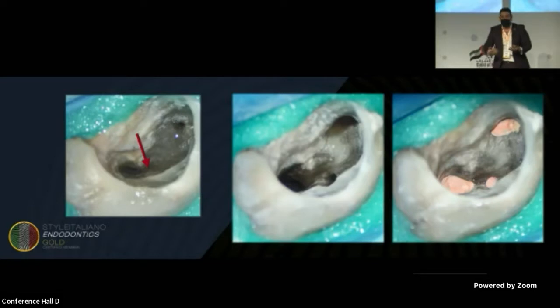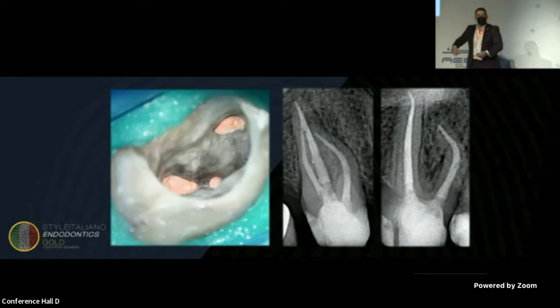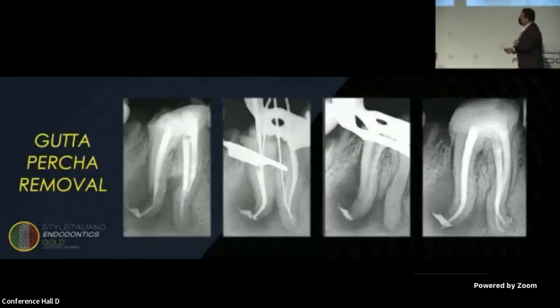Floor map, isthmuses are good guides to locate this anatomy. And you can see here that we already have fused distal buccal and palatal root. Okay, now we have one mesiobuccal canal and fused distal buccal and palatal roots.